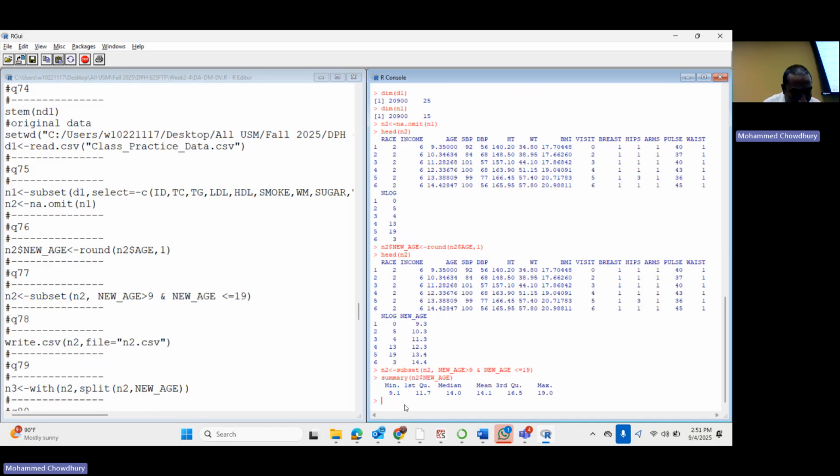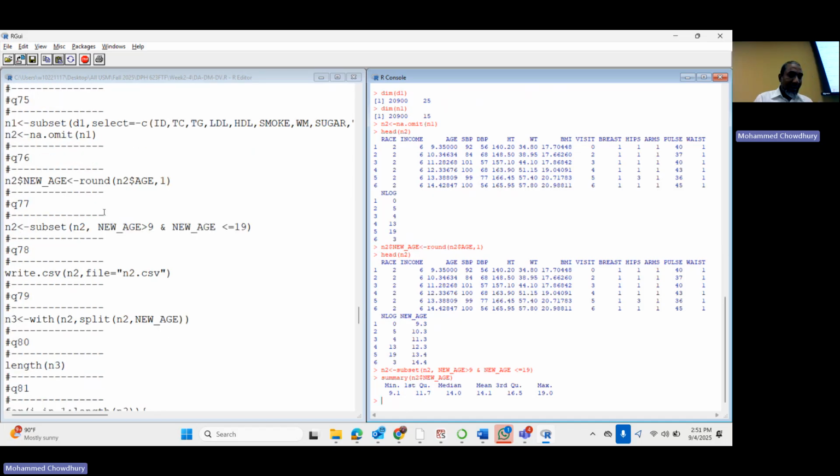Now you are going to learn. So suppose this is my data, N2. I have done all of the above things. Now this N2 data I want to give to you. This is R, right? I have the N2 data. How can I give this data to you?